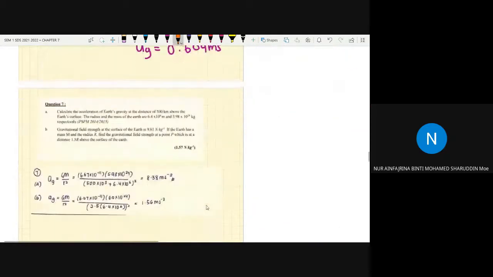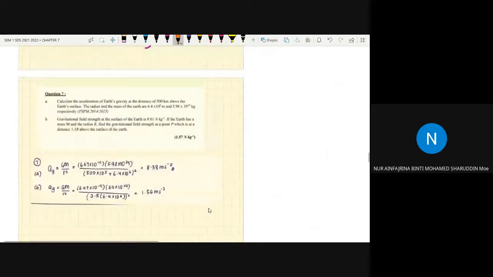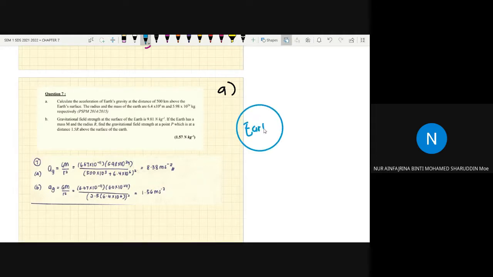Okay, kita tengok yang ini pula. Question 7. Question 7 ni senang je. Okay, calculate the acceleration of Earth gravity at a distance of 500 km from the Earth surface. Okay, sama je balik. Kita lukis Earth. Ini saya akan lukis korang supaya korang lebih nampak. So this is my Earth.